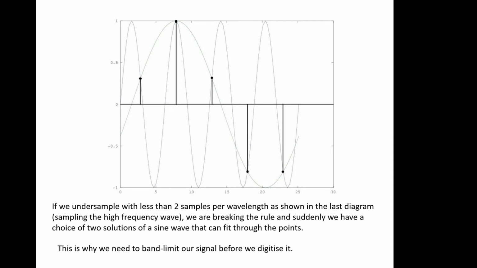And if you undersample, so we're sampling what we'll call the blue wave, but the grey wave if you like, the fast one, at less than 2 samples per wavelength, then when you come to reconstruct it, you'll reconstruct the green waveform, which is wrong. So this is another example of why you need to band limit your signal and get it right.